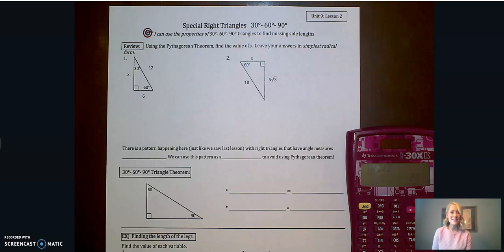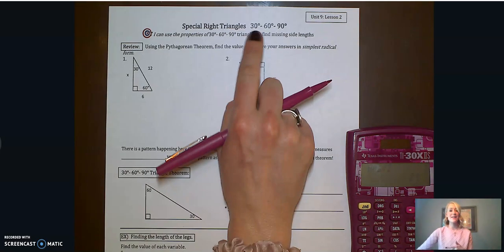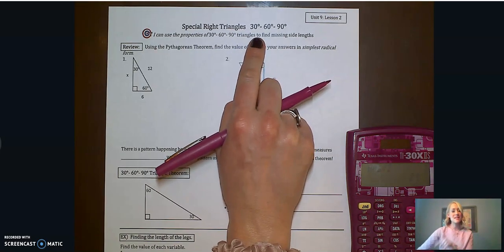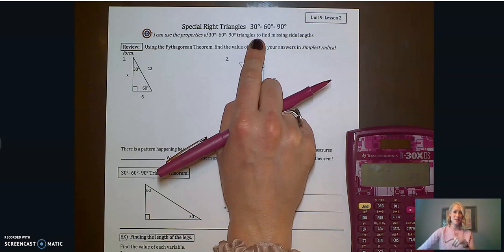Hey, this is lesson 2. It's going to feel oddly similar to lesson 1. We're still doing triangles, special right triangles. They're not that special. I don't know why we keep calling them that. But guys, today we're doing 30, 60, 90 degrees special right triangles.